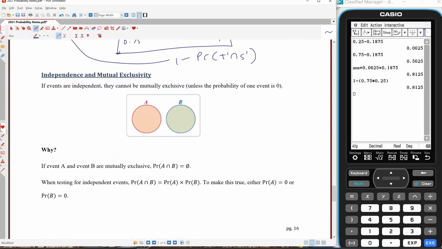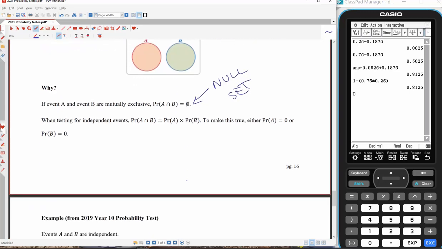Okay, so as alluded to before, if events are independent, they cannot be mutually exclusive unless the probability of one event is 0. And again, why would we be bothering? So if event A and event B are mutually exclusive, then the intersection is this thing here, the null set, or the empty set. There's nothing in it. So in testing for independent events, what we do is we test this. To make this true, either probability of A has to equal 0, or the probability of B has to equal 0 for something that's mutually exclusive to be independent events. Okay, and this is not going to happen. Why would we be testing it?